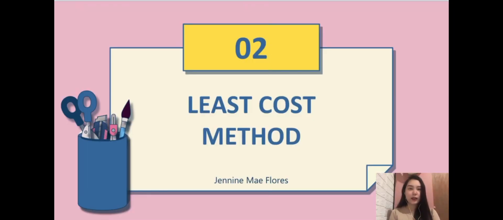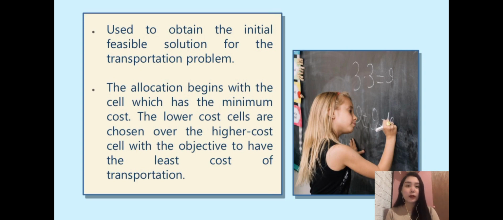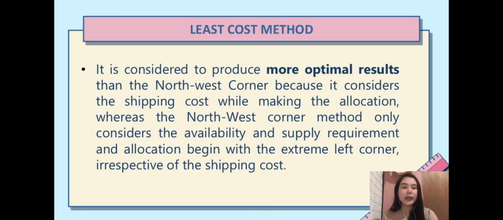The least cost method. The least cost method is another method used to obtain the initial feasible solution for the transportation problem. Here, the allocation begins with the cell which has the minimum cost. The lower cost cells are chosen over the higher cost cells with the objective to have the least cost of transportation. The least cost method is considered to produce more optimal results than the northwest corner because it considers the shipping cost while making the allocation, whereas the northwest corner method only considers the availability and supply requirement, and allocation begins with the extreme left corner, irrespective of the shipping cost.